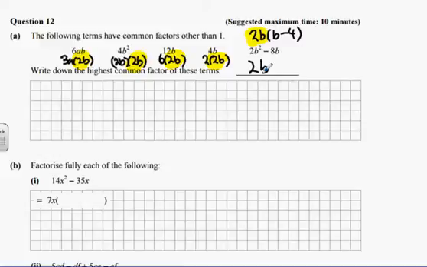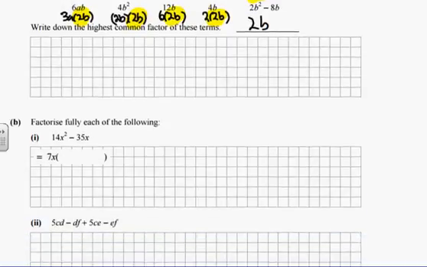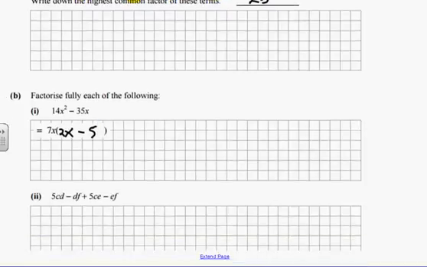Did you have to write all that out? No, I just wanted to show you how I got it. How'd you factorize this? It's 2x, because 7x plus 2x is 14x squared. Minus 5, because 7 times 5 is 35. Okay. Now the next one, guys.